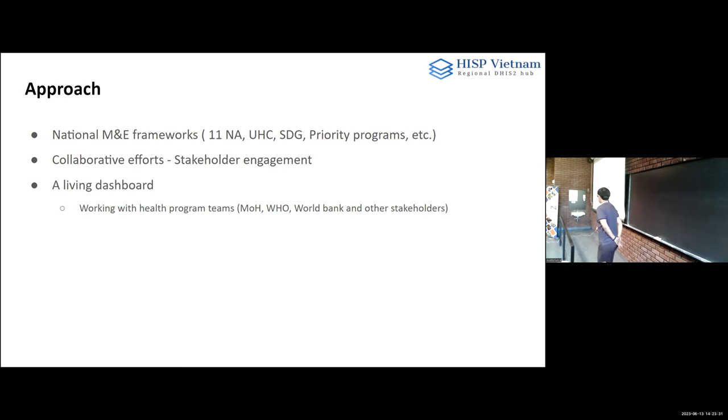For the approach, once we knew what we needed to build for the ministry, these are the steps we took. In Laos, we have different frameworks, indicators, and targets. We base on these, and most of the key indicators on the dashboard are derived from here. One important thing in Laos is that the National Assembly has 10 indicators for the MOH to monitor and report back to the National Assembly. These 11 indicators, we try to capture in the public dashboard so that at least they get an update every month or every quarter.